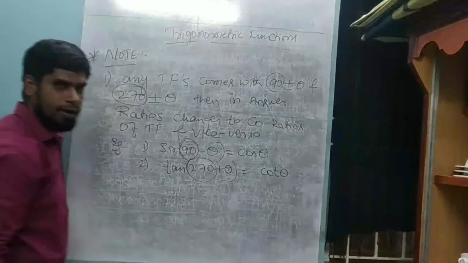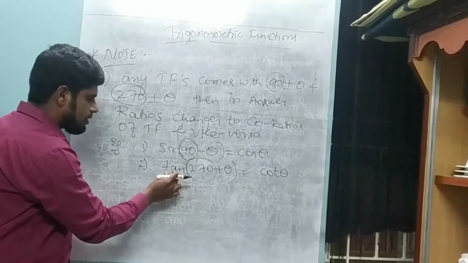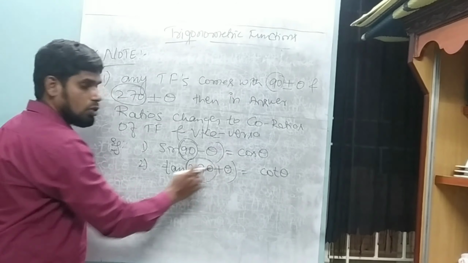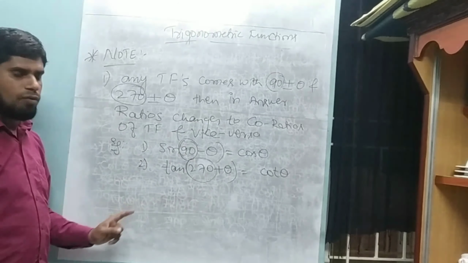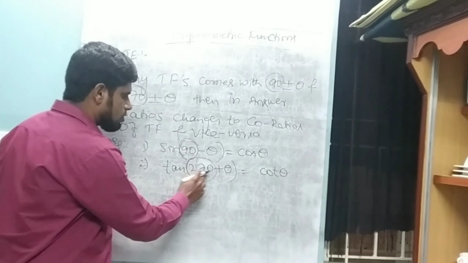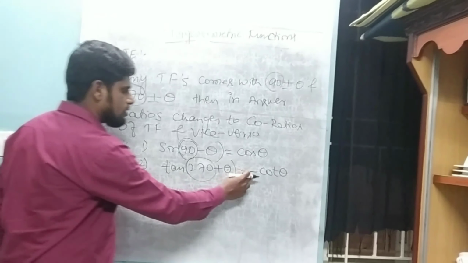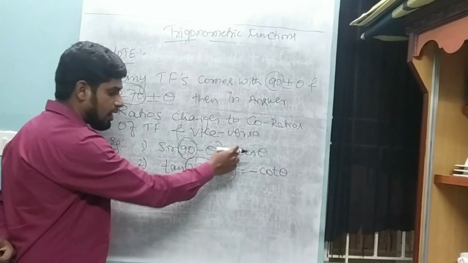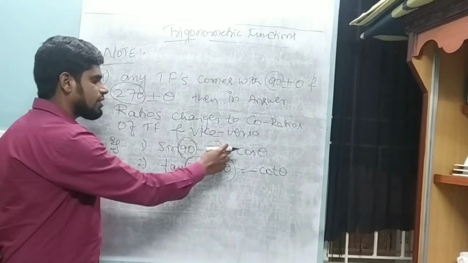Okay, theta is taken, but we should check in which quadrant this allied angle exists. Tan 270 plus theta. Which quadrant does it exist in? This represents the fourth quadrant. 270 plus. Since it is in the fourth quadrant, and in the fourth quadrant tan gives a negative answer, tan 270 plus theta is minus cot theta. But sir, you have not taken minus for sine 90 minus theta. Because 90 minus theta is the first quadrant, and in the first quadrant all trigonometric functions give positive answers.